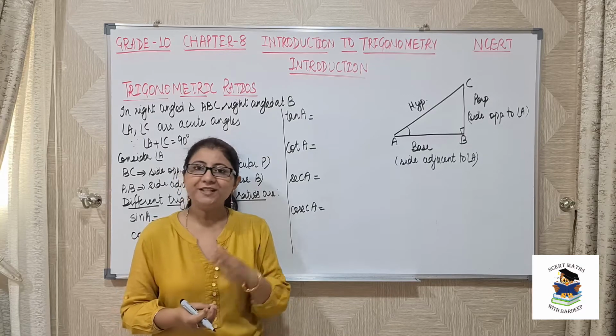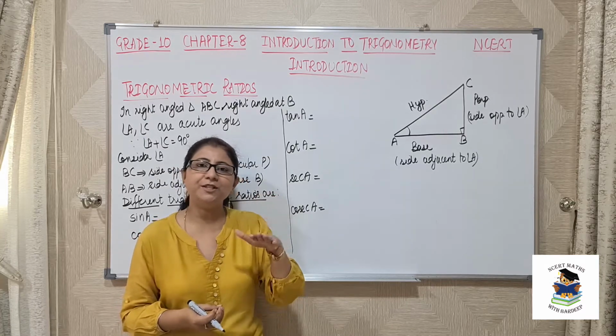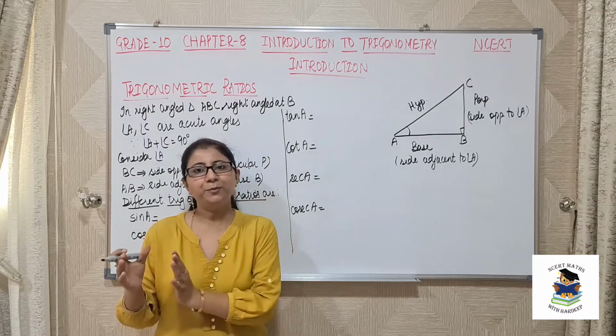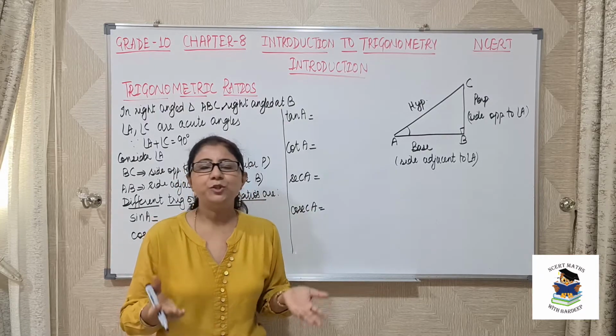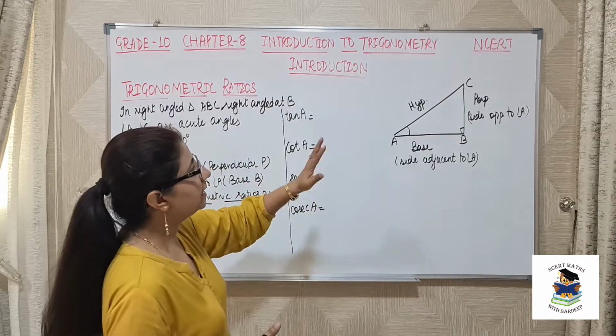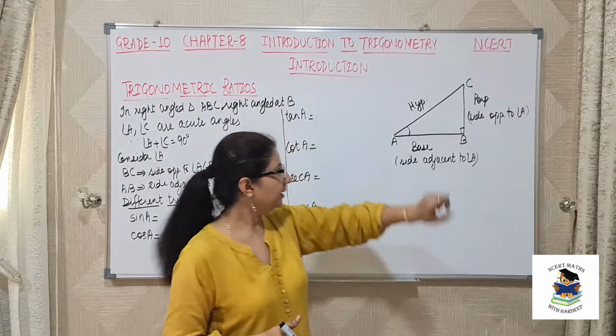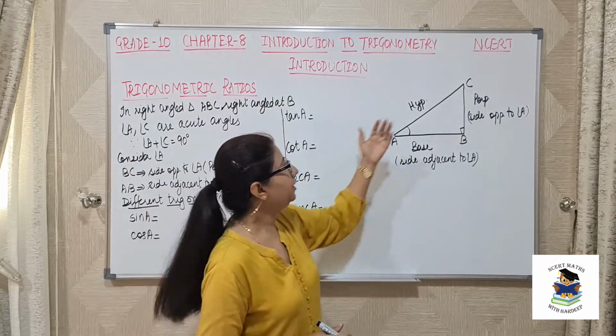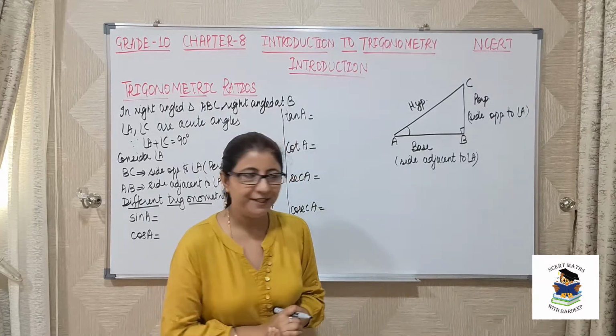Okay, what are acute angles? Those angles whose measure is always less than 90 degrees. If two angles are adding up to 90 degrees, that means individually both angles will be less than 90 degrees. So this is the case that we will always consider, that is one angle should be 90 degrees. Then automatically the remaining two angles will be complementary angles.